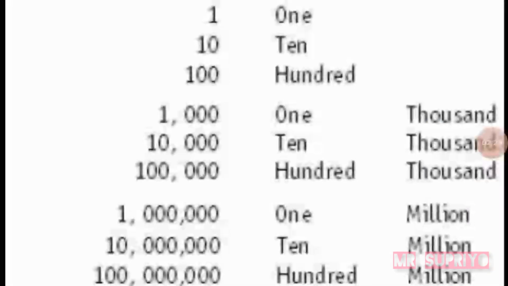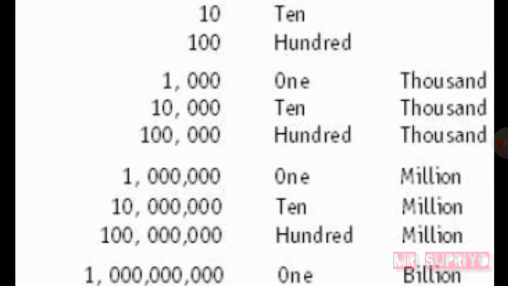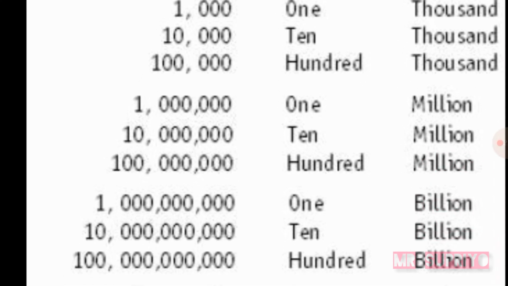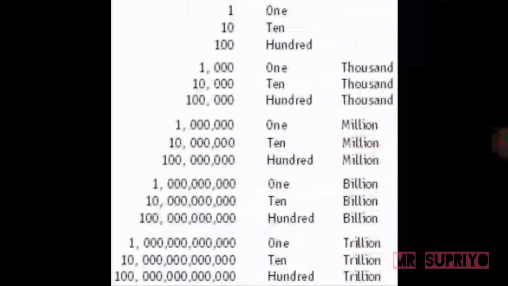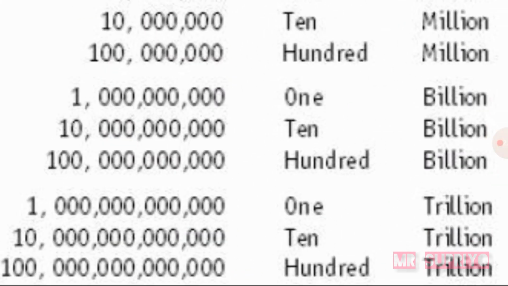This is international place value chart. Here in the left side you can see only 1, 10, 100 are repeating. And in the right side, first 3 are blank, and after that 1000, million, billion, trillion, and after that quadrillion. Okay.